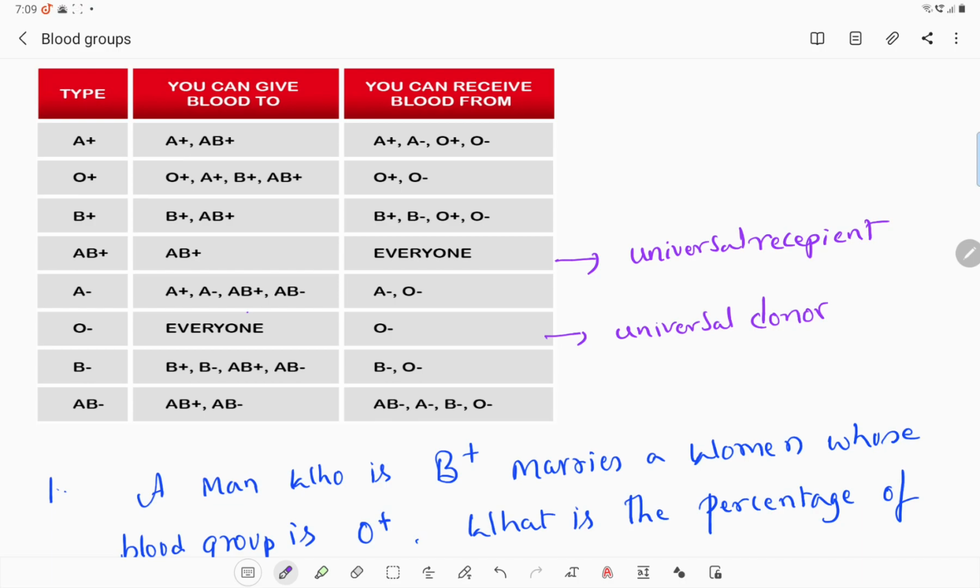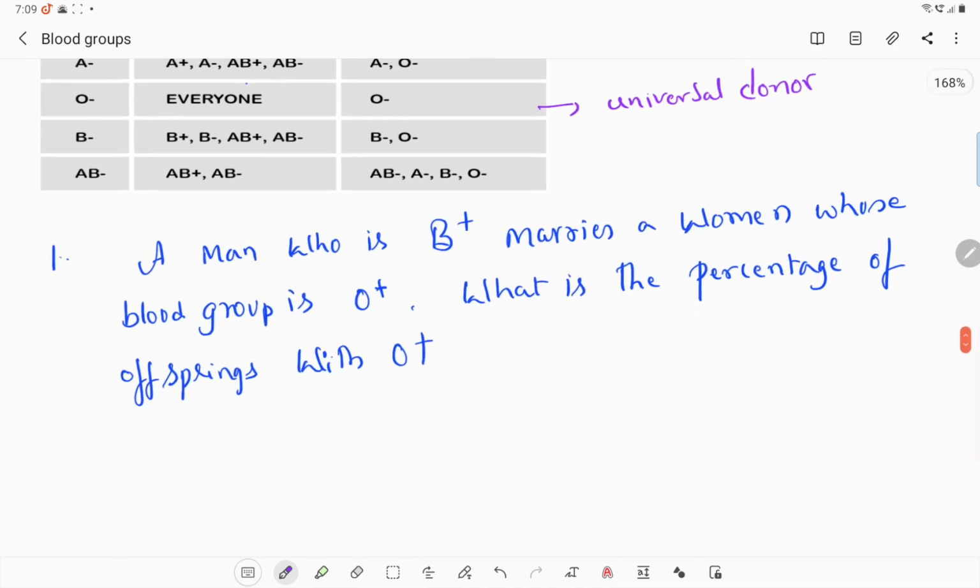Similarly, if your blood group is B negative, you can give blood to B positive, B negative, AB positive, AB negative, but you can receive blood from B negative and O negative. If your blood group is AB negative, you can give blood to AB positive, AB negative, but you can receive blood from AB negative, A negative, B negative and O negative. So let us see one problem.